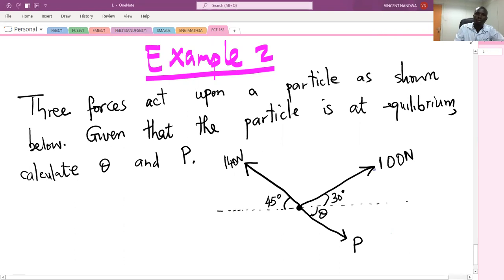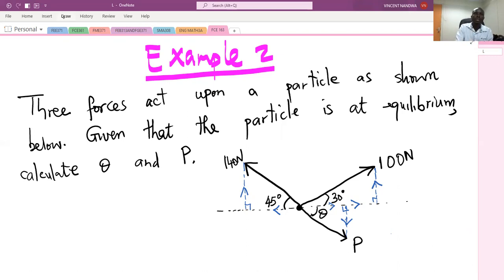So for us to solve this problem, we need to resolve the forces acting on this particle by drawing a right angle triangle to this diagram, and then using trigonometry to resolve the components. So this is the vertical direction, this is the horizontal direction, this is the vertical direction, this is horizontal, this is vertical.